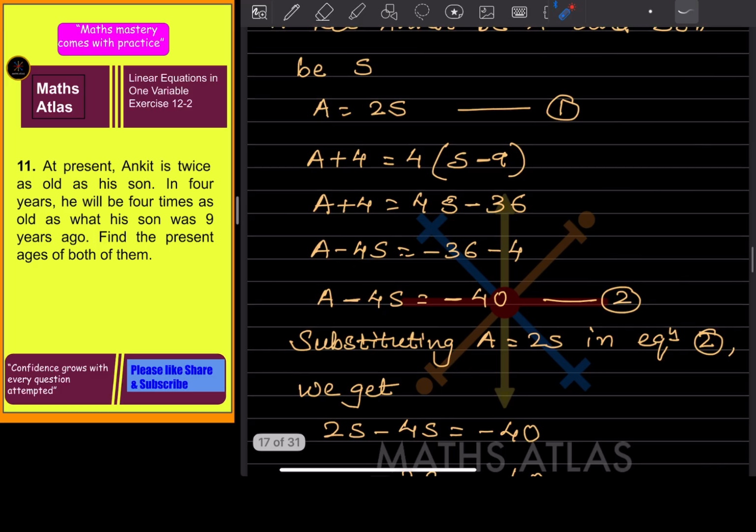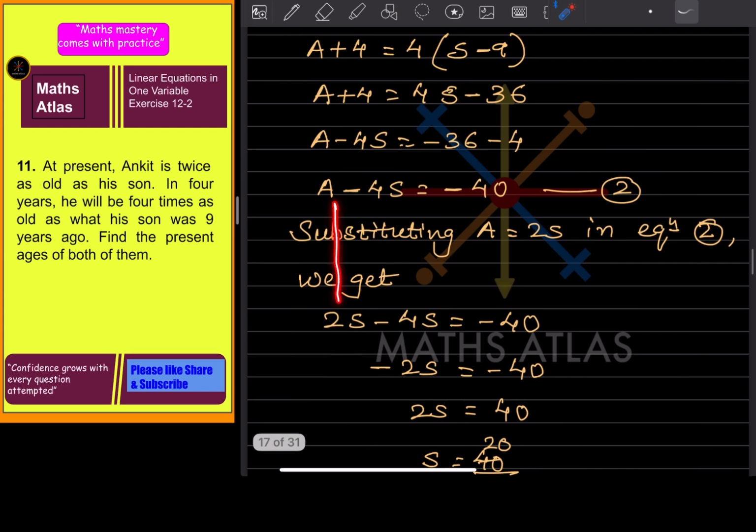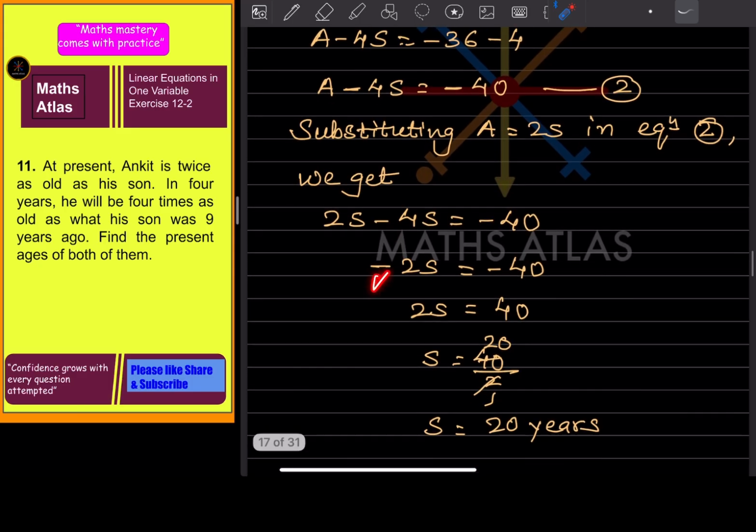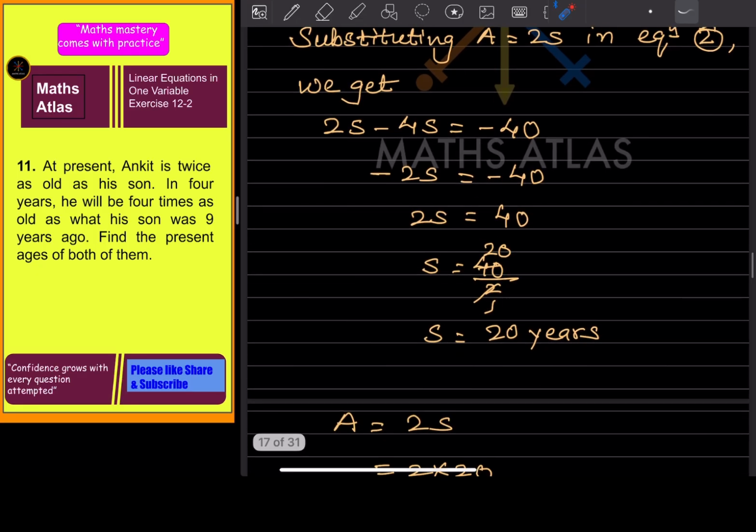So now what will you do? We have A is equal to 2S, substituting A is equal to 2S in equation number 2. So here in place of A we'll put 2S. So 2S minus 4S is going to be minus 2S, which is equal to minus 40. Both the sides are negative, so let us cancel that. So 2S will be 40, so S is 20 years.